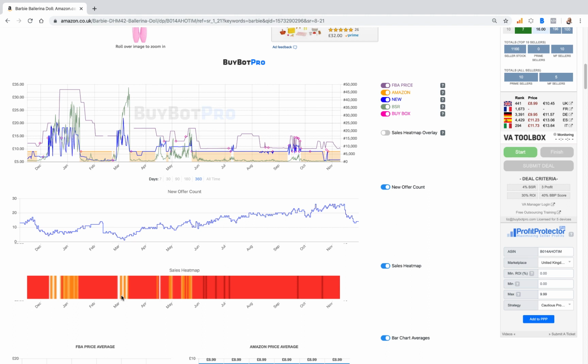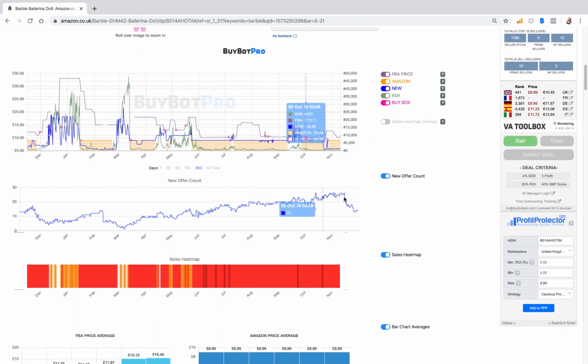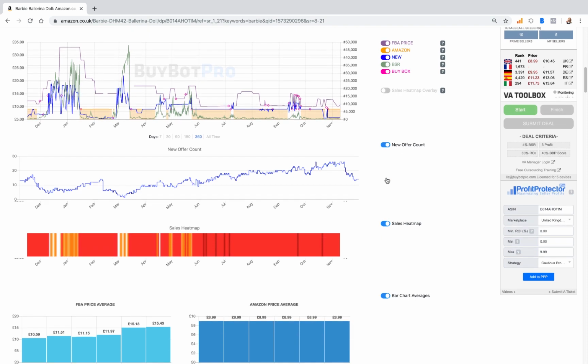Now, if you want to, you can toggle this on here, and it will overlay that over the top of the main chart. So you can see straight away where those intense sales are, and it helps you get used to how a chart feels and what information it's telling you as well. But you can swap those on and off as it suits you and as you prefer. And obviously this new offer count that we've already talked about, you can toggle that on and off too, together with the sales heat map. So if you don't want to see it there, you can just toggle it off, and BuyBotPro will remove it from your screen for you.